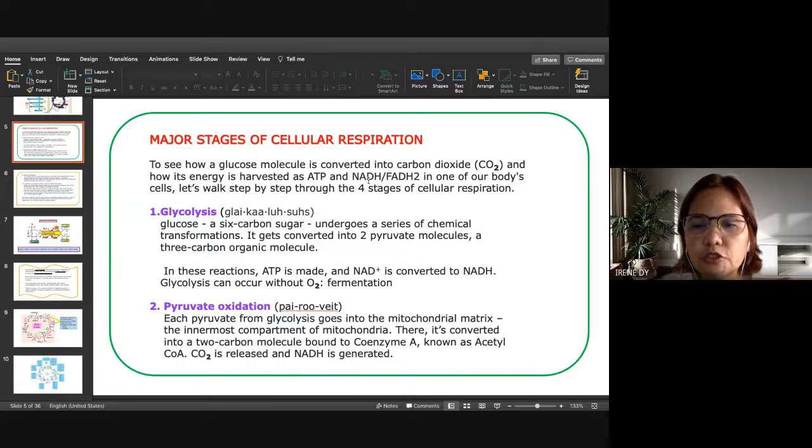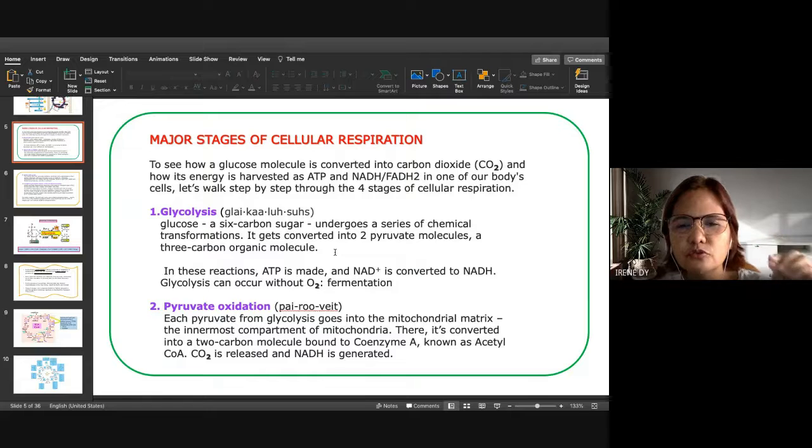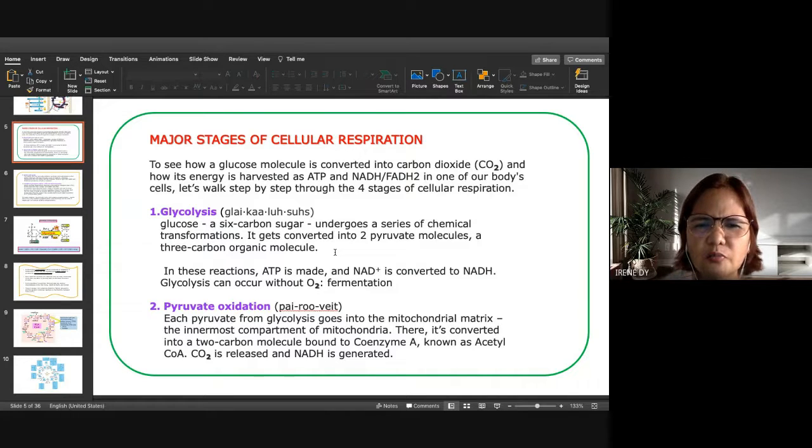Doon nakita nyo yung NAD+ at NADH. Meron ding FAD at FADH2. Kasama siya ni ATP at ADP. Maraming pinapasukan ang glucose. From glycolysis, it will be converted to 2 pyruvate molecules. Ano ba yung pyruvate? Ang simpleng description lang ng pyruvate is it is a 3-carbon organic molecule or C3.